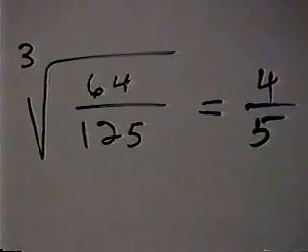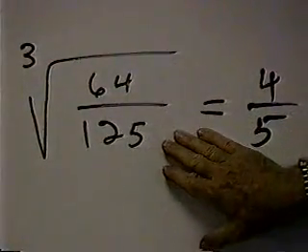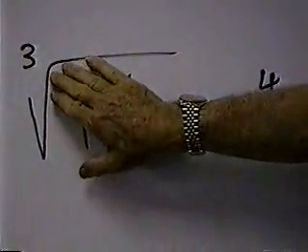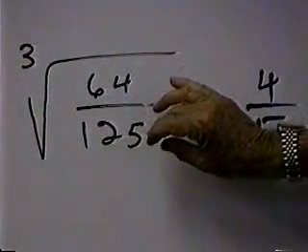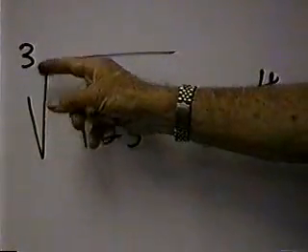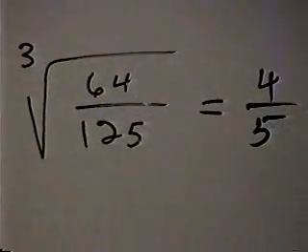All right, that's how the process goes to find the root of a number. You just try to figure out what times what times what, that many numbers, to give you what you have inside.